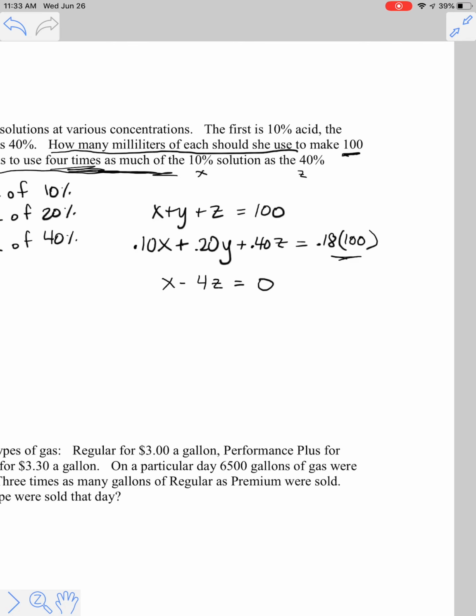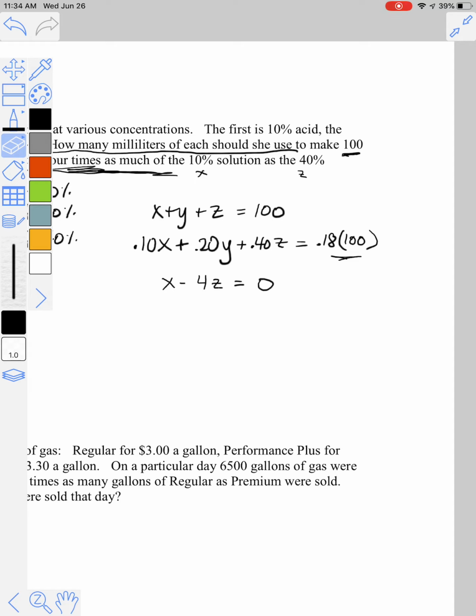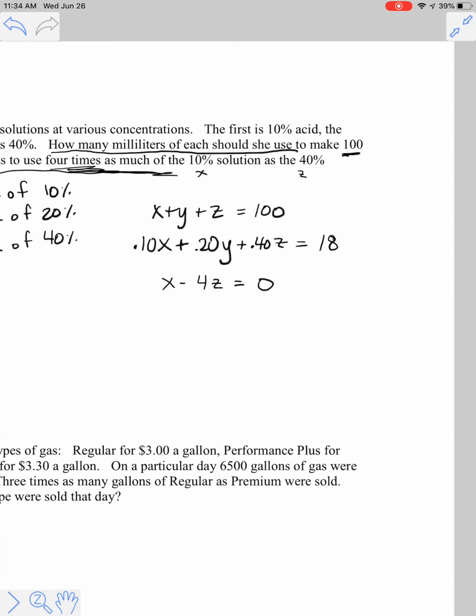This equation here, or that part, 0.18 multiplied by 100, I'm going to change that to 18, because 0.18 multiplied by 100 is 18. So just to make that a little easier, this equation right here is already missing the y variable. It's an equation in terms of x and z.